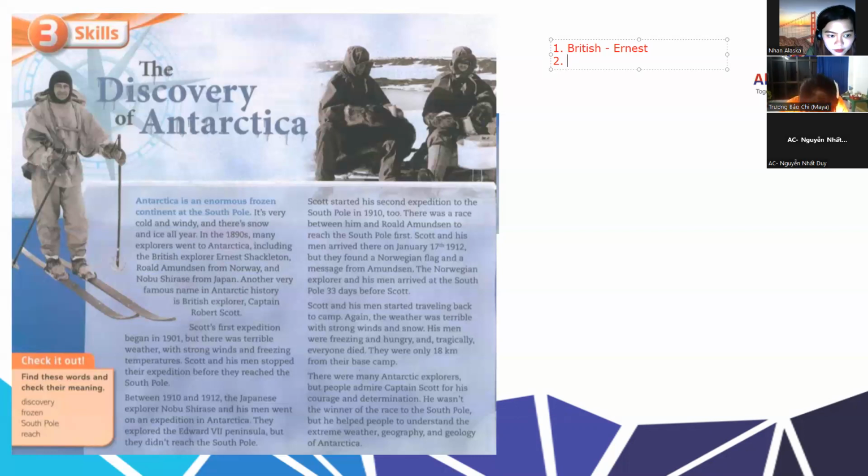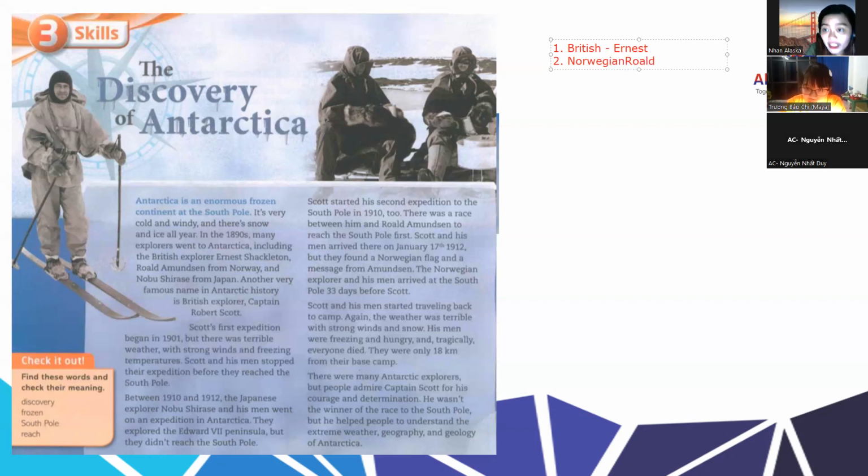We're on the first paragraph. First paragraph first. Who are the explorers? Next is Roald Amundsen from Norway. So his country is Norway, meaning his nationality is Norwegian. Norwegian. All right.